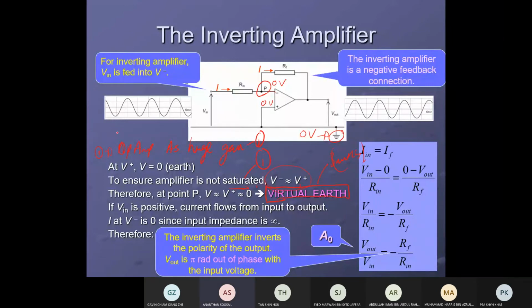So please add in your notes. The question asks, what is meant by virtual Earth? First point you must tell, V plus is 0. Second point, op-amp has huge gain, 1 mark. Then you say to avoid saturation, V minus must be same as V plus. Therefore V minus is 0 volt, called virtual Earth. Okay, any question from this slide?